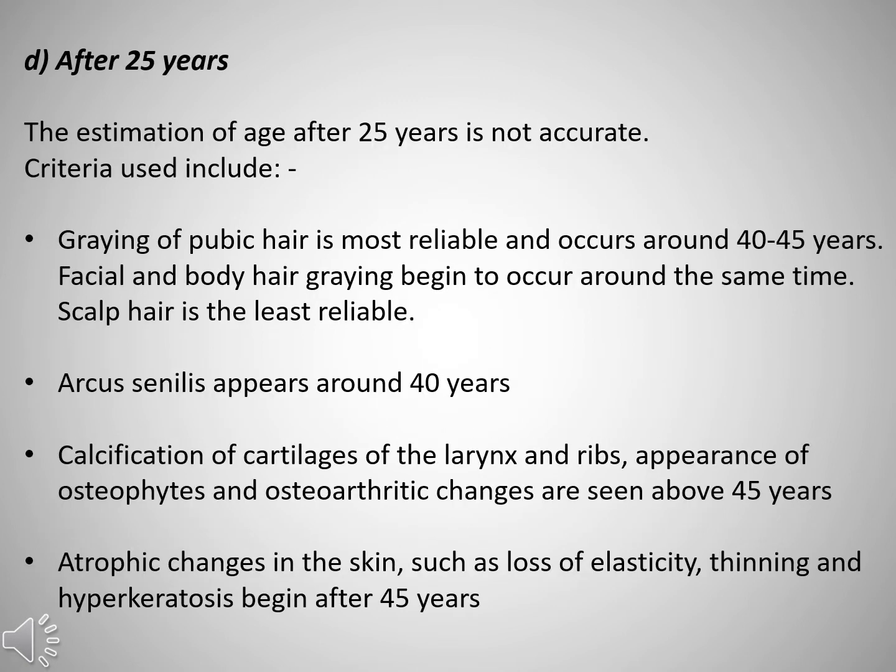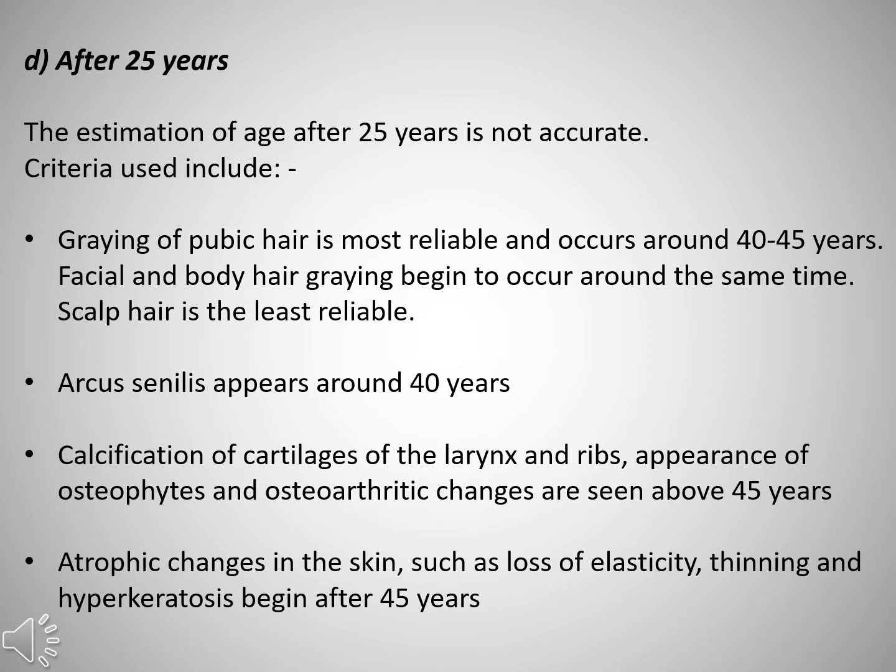After 25 years, estimating the age is not accurate. The criteria used include the graying of pubic hair, which is the most reliable and occurs around 42 to 45 years. The facial and body hair graying begin to occur around the same time, and the scalp hair is the least reliable. Arcus senilis appears around 40 years.